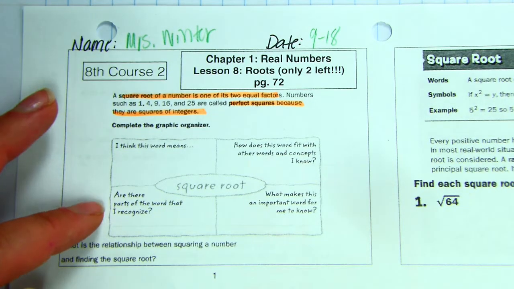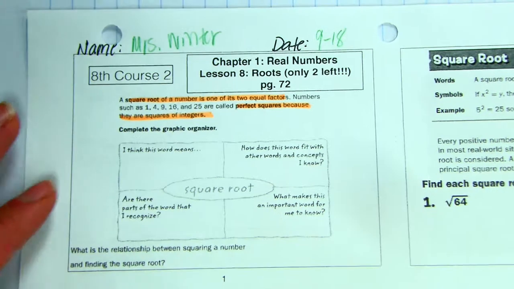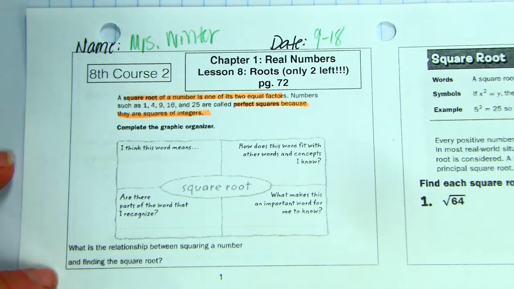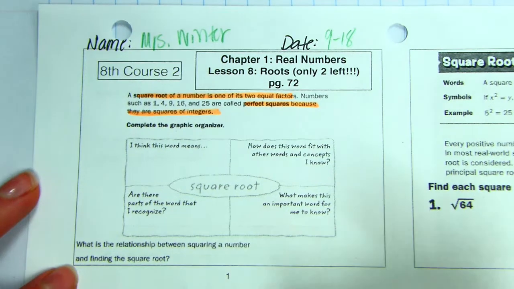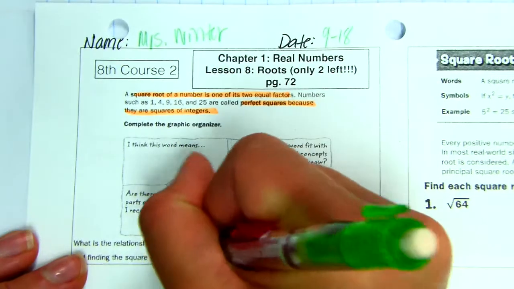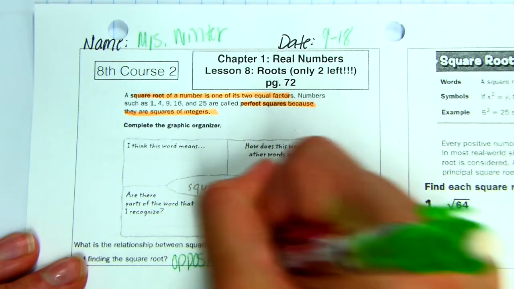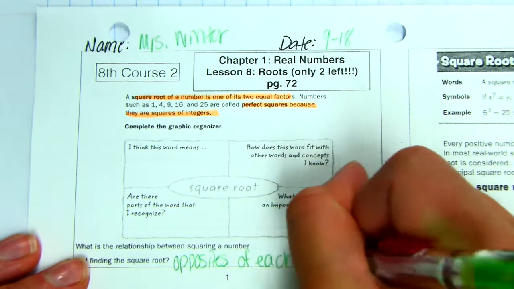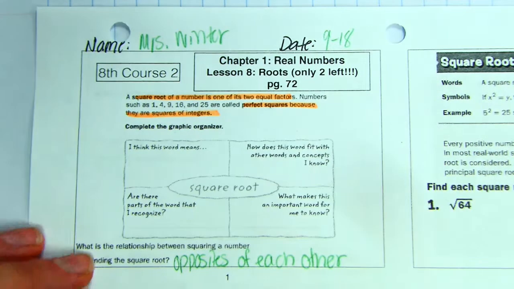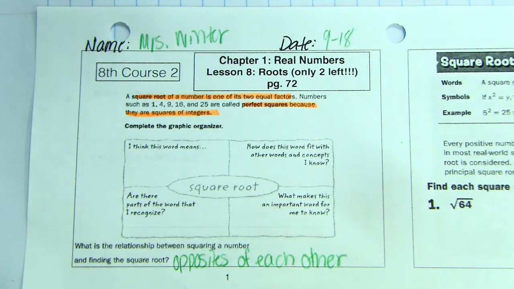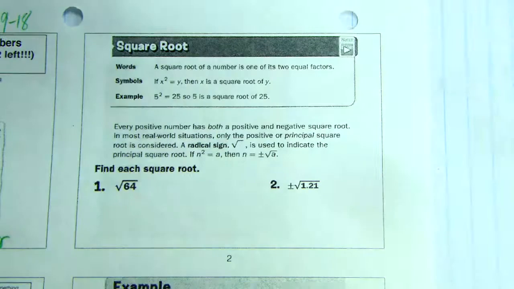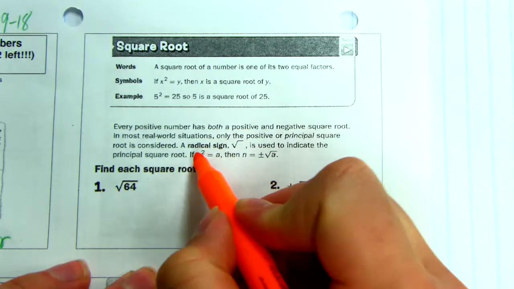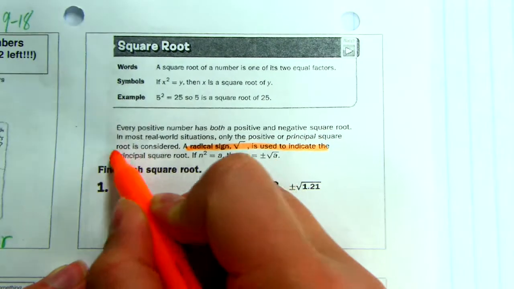So you can fill out this graphic organizer on your own since it's what you think. So I will go down here. What is the relationship between squaring a number and finding the square root? They're opposites of each other. It's like they undo one another. So to square the square root undoes it, like inverses sort of. So we also have another vocab word here, radical sign, used to indicate the principal square root.